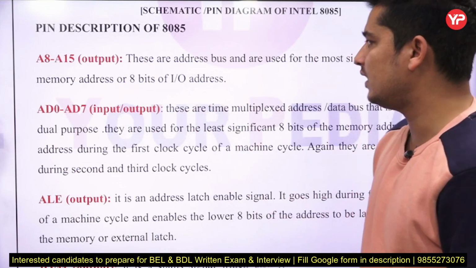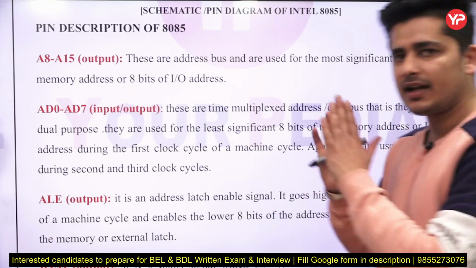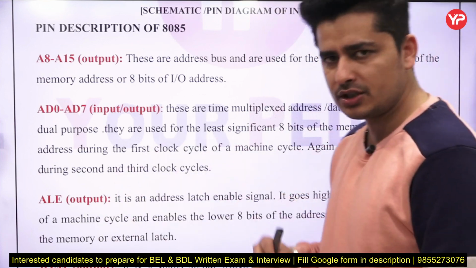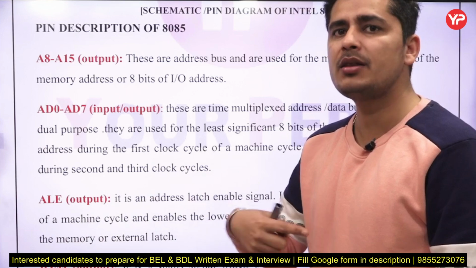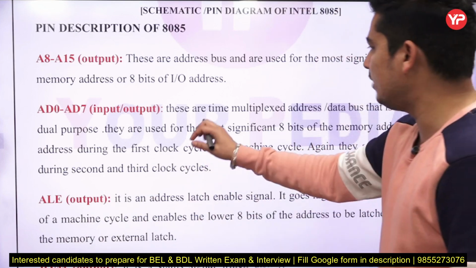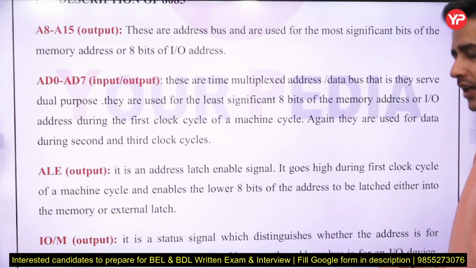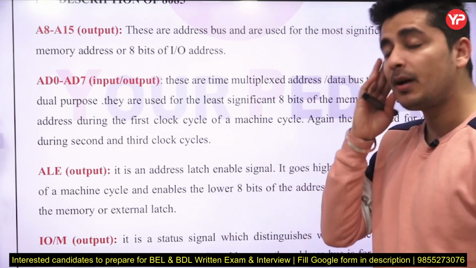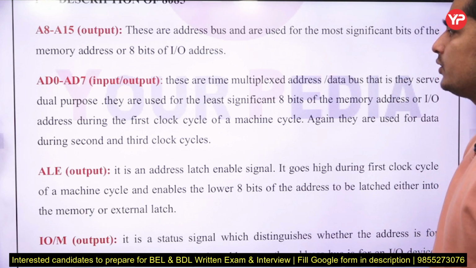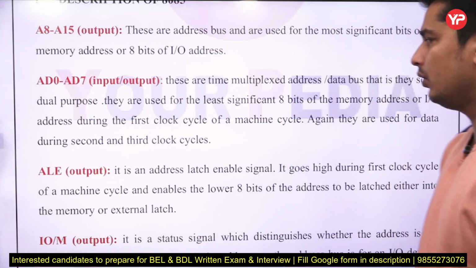And A0 to A7, these are input as well as output. It means they can take the information or they can carry the information, right? They carry the information from microprocessor to memory or memory to microprocessor. Yes, these are bidirectional. They can work in both directions. So we can say they are time multiplexed with the data bus, right? Here we do the multiplexing, which means we combine these two together. They serve a dual purpose. They are used for the least significant 8 bits of your memory address during the first clock of your machine cycle.